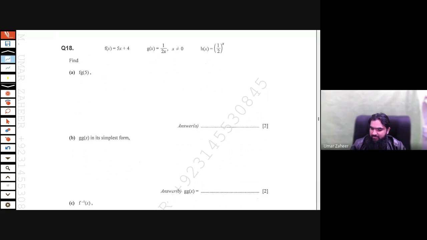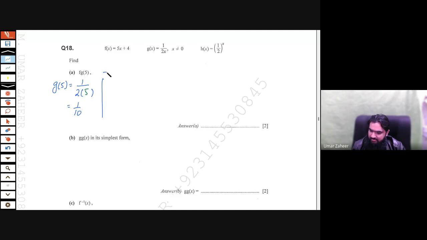Next, question number 18. We have f of x is equal to 2x plus 4, g of x is equal to 1 by 2x, h of x is equal to 1 by 2 whole power x. We have to find f into g of 5. We don't have the value of g of 5, so we'll find g of 5 first. That will be equal to 1 divided by 2 into x, and x is 5. It will be 1 by 10.